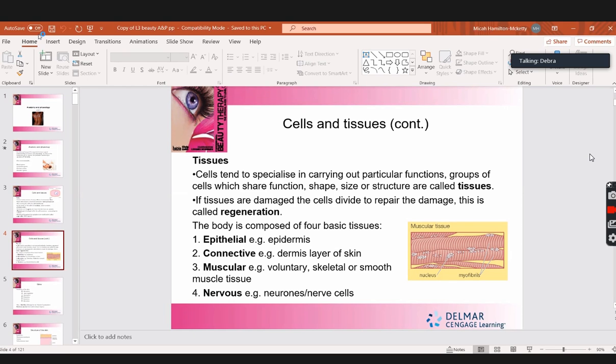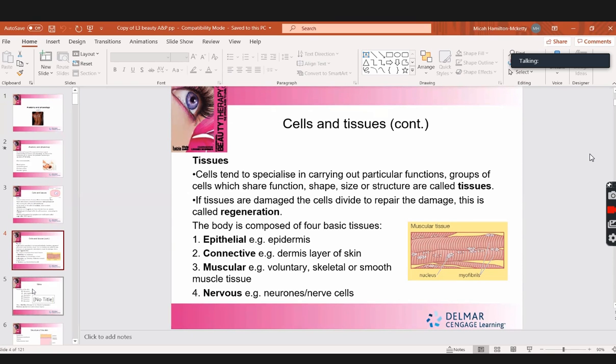Again, as I say, please don't just stick to this PowerPoint. You need to be looking at your beauty books to expand on these, or your anatomy and physiology book, and you still need to be doing these tests online that will show that you are ready for your test.